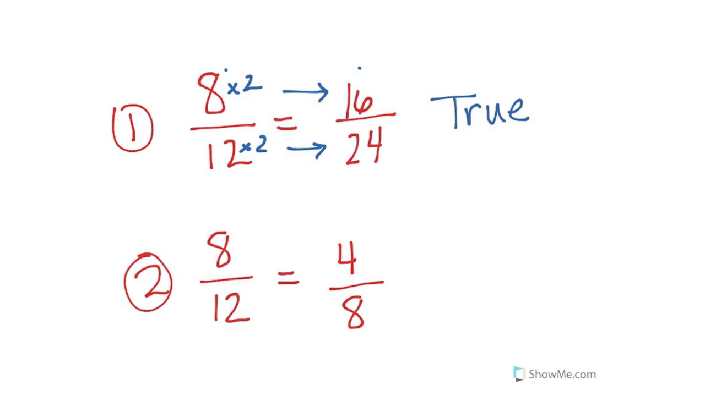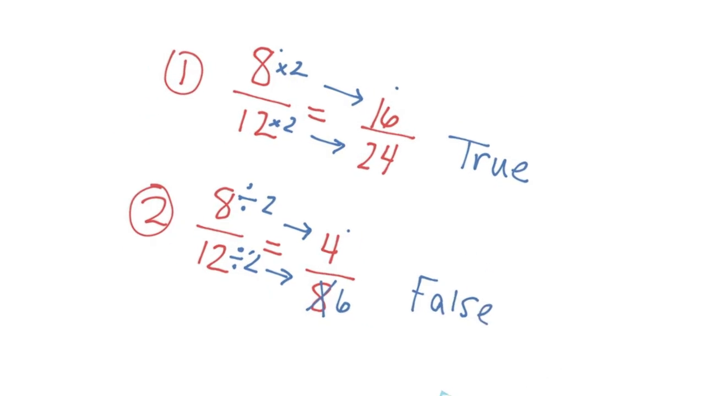Let's try the next one. Number 2. 8 twelfths is equal to 4 eighths. Well, let's check it. This time I'm going from a large number to a small number. So am I going to multiply or divide? In this case, I'm going to divide. All right, how do I go from 8 to 4? Well, 8 divided by 2 is 4. What you do to the top, you must do to the bottom. 12 divided by 2 is 6, not 8. Okay, so obviously number 2 is false.